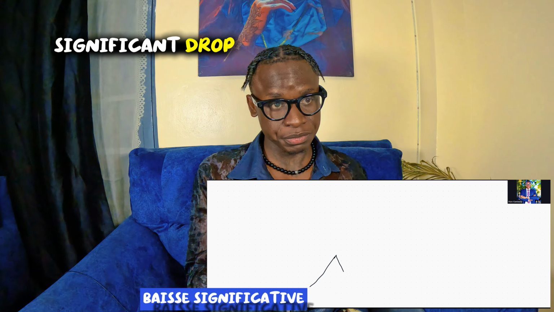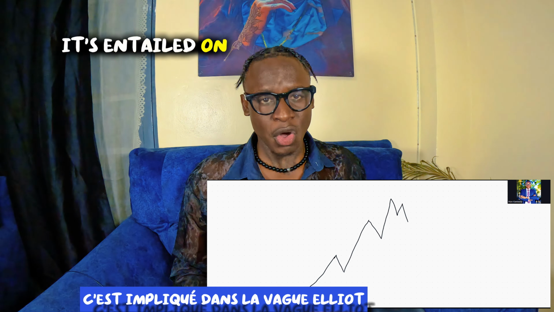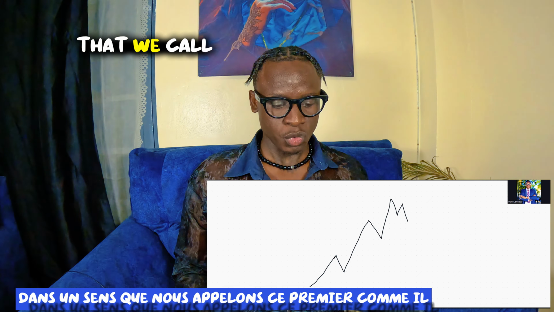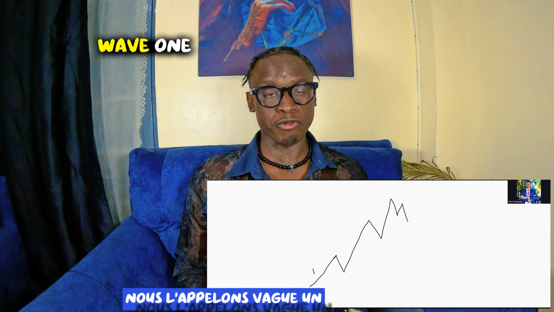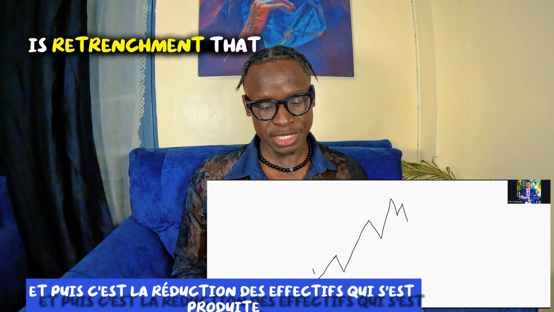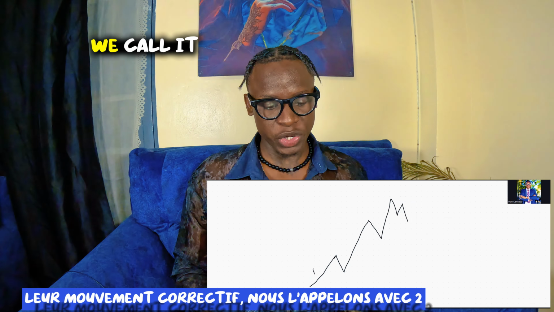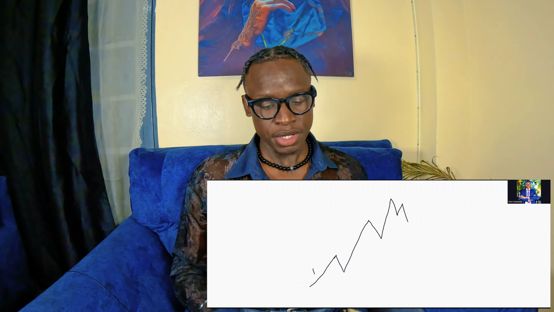This is primarily what is entailed in the Elliott Wave. This first impulsive move, we call it wave 1. This retracement that happened here, the corrective move, we call it wave 2. Then this impulsive move, we call it wave 3. The corrective move that happened over here, we call it wave 4. And this impulsive move that took place over here, we call it wave 5.